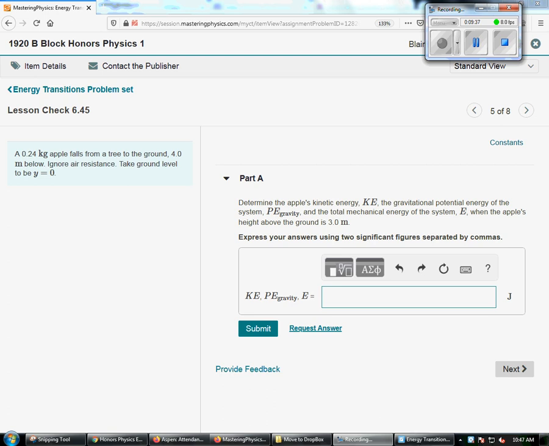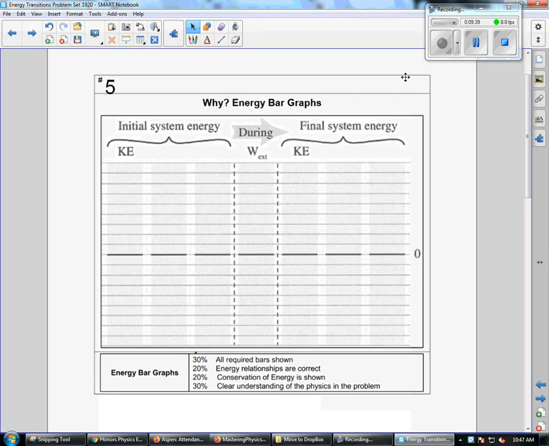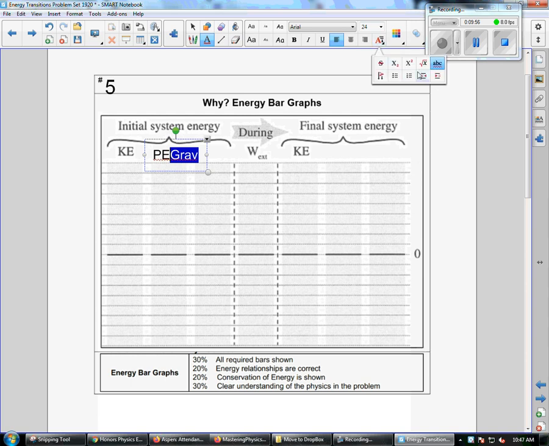All right. So we've got a graph here. Let's add in some PE grav, right? Because we're going to have that because it's falling down. And we know that there's no spring energy here because there's no springs mentioned. Yay.